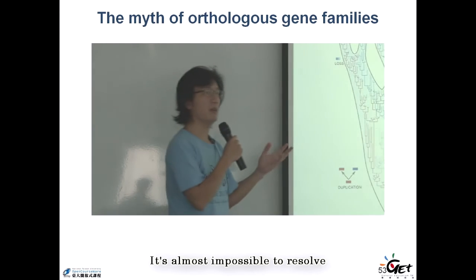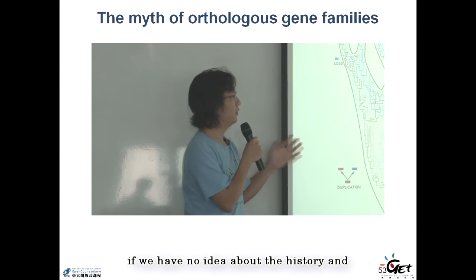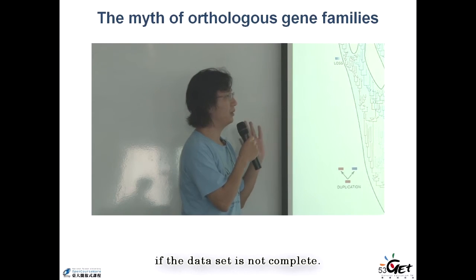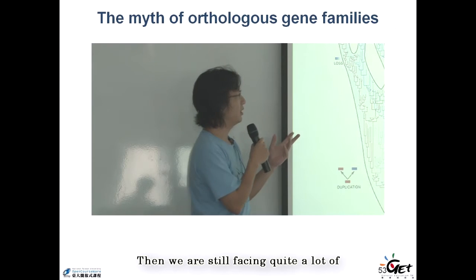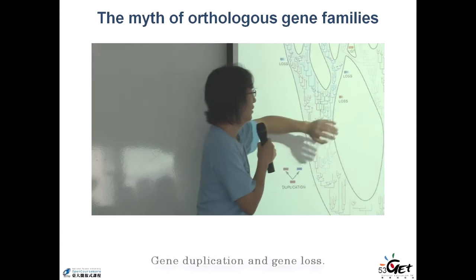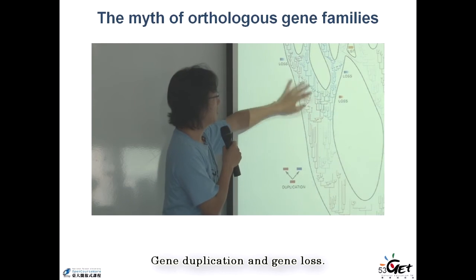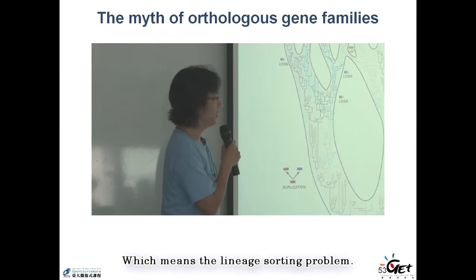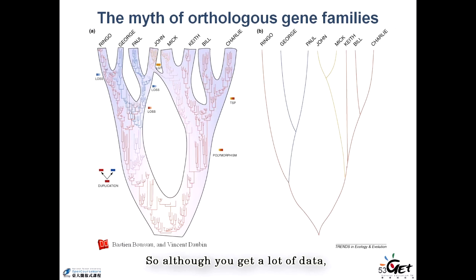That's almost impossible to resolve if we have no idea about the history, and if the data set is not complete, then we are still facing quite a lot of potential problems, like lateral gene transfer, gene duplication and gene loss on different lineages, which means the lineage sorting problem. So although you get a lot of data, the problem still exists. I think that's the take-home message for that part.